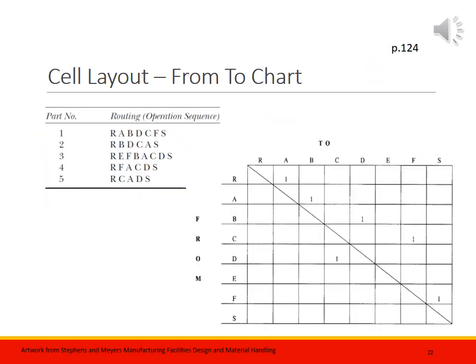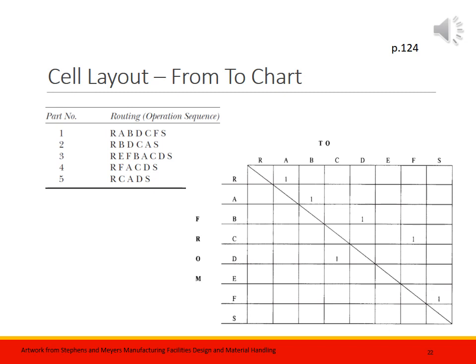Now finally we have here a cell layout from-to chart. And actually this methodology begins to approach what we'll be doing in Layout IQ in the lab that we'll go through in class. But you can see here for part number 1, they have systematically, in this quasi-graphical form, begun to lay out the part processes from R to A.